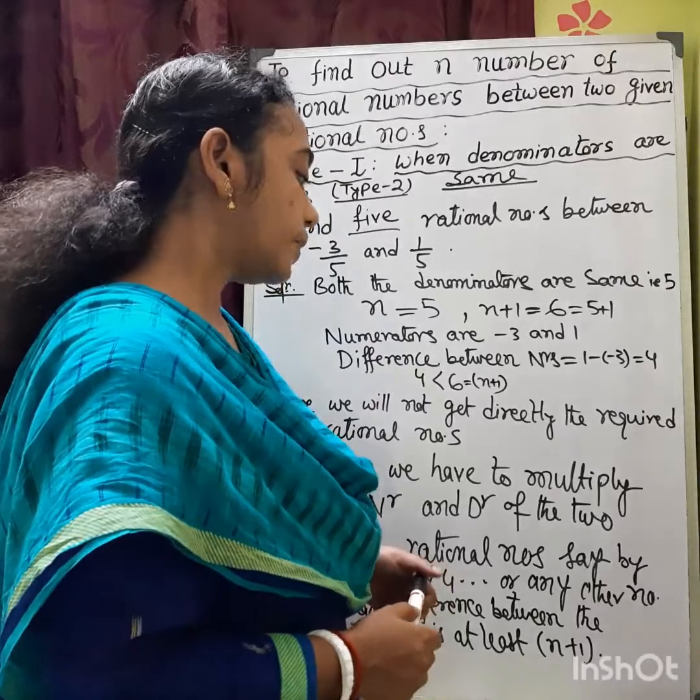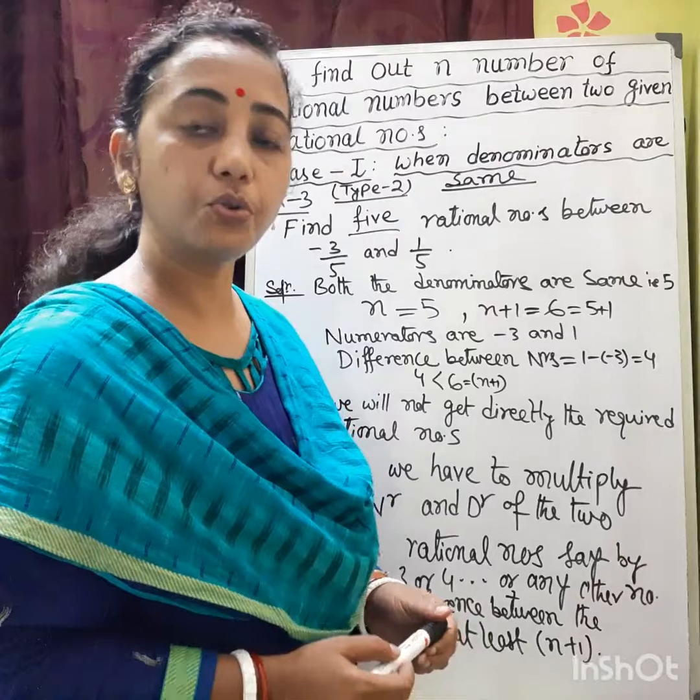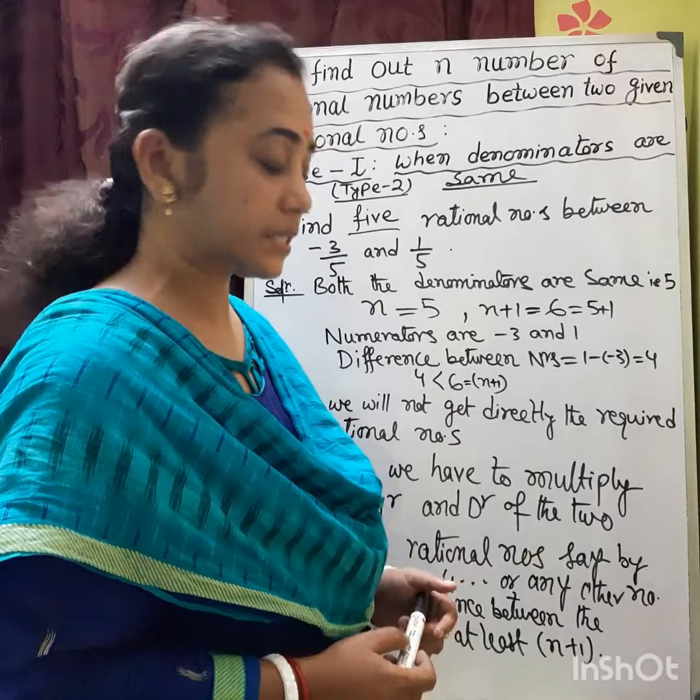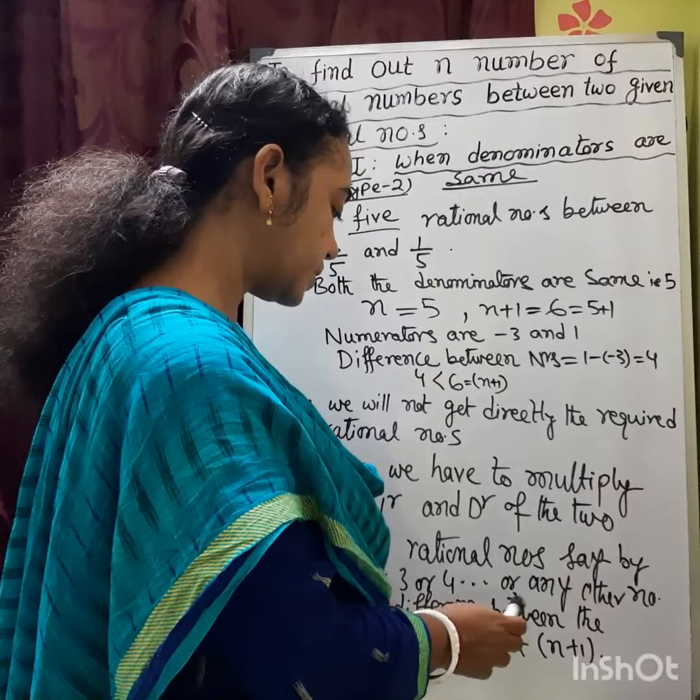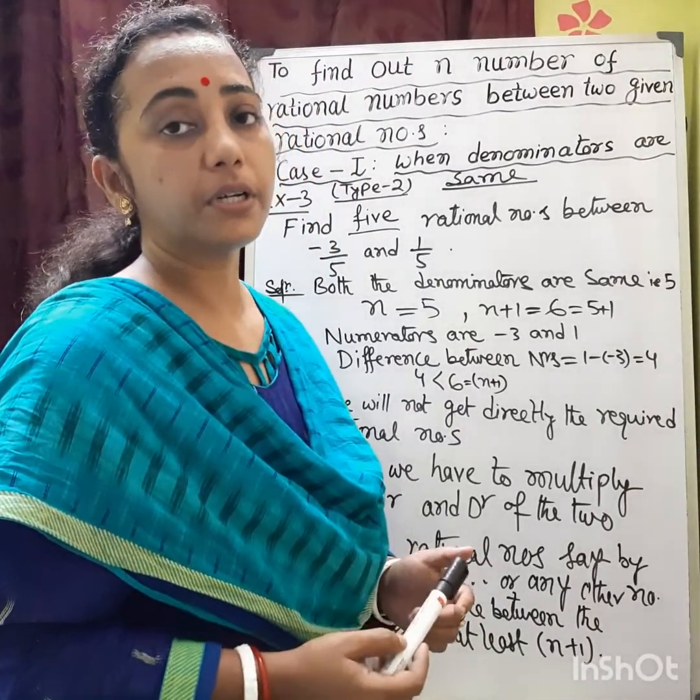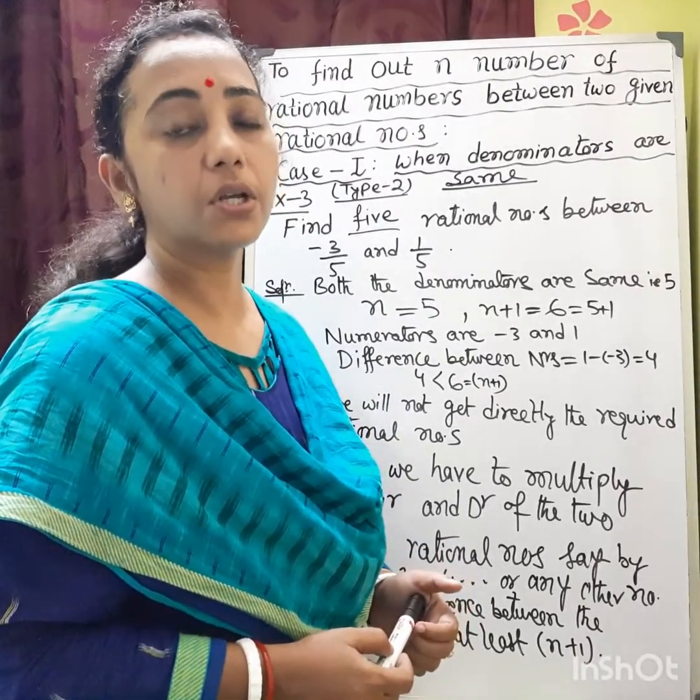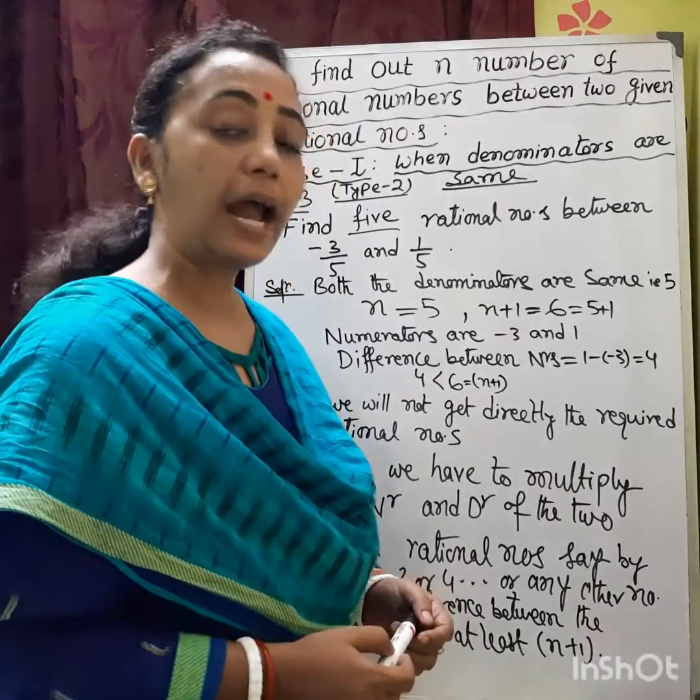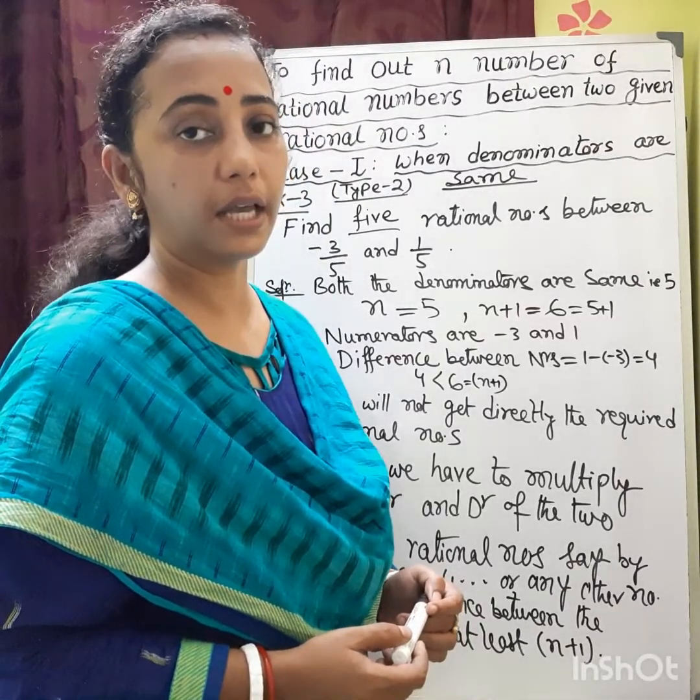In that case, first we have to multiply the numerators and denominators of the given 2 rational numbers by such a number, say 2 or 3 or 4 or any other number, such that the difference between the new numerators, that is the numerators of the equivalent rational numbers obtained after multiplying, is at least n plus 1. That means it is either equal to n plus 1 or greater than n plus 1.